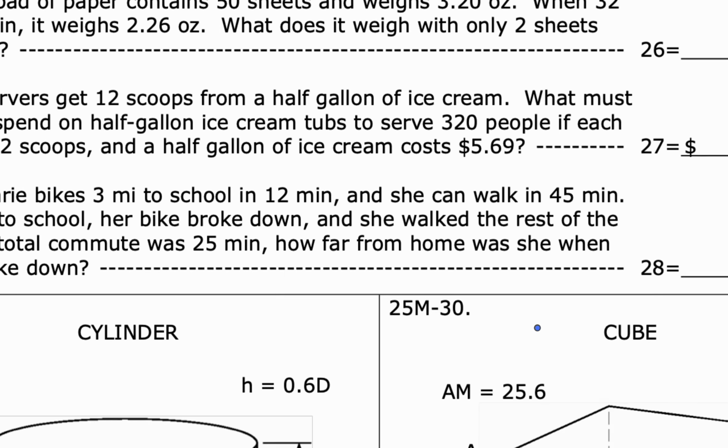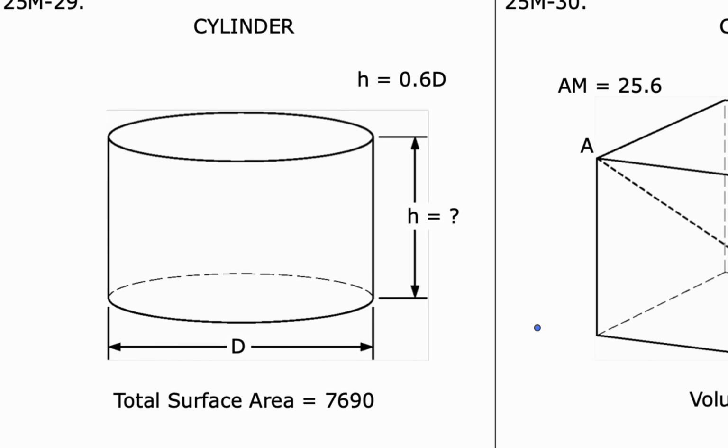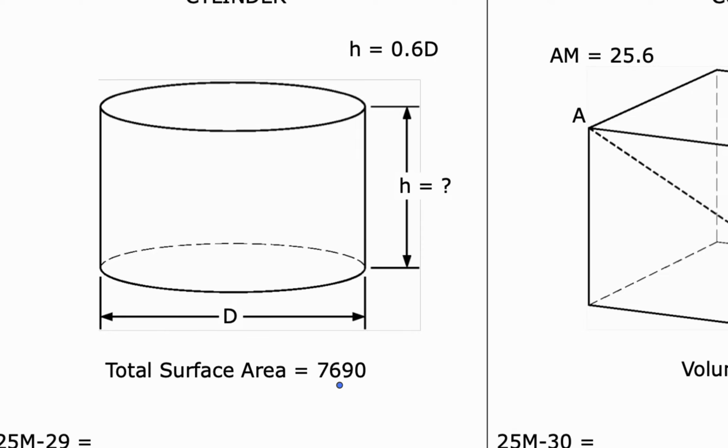Let's go ahead and take a look at 29 as I take you all around this page. They give us the total surface area. They want the diameter, they want the height. They don't give us the diameter, but they tell us that the height is related to the diameter through this expression. So this is okay, this is great. We have 2 unknowns, and we will have 2 equations. One relating the height to diameter, and the other one with a setup for the area, which equals 7690.